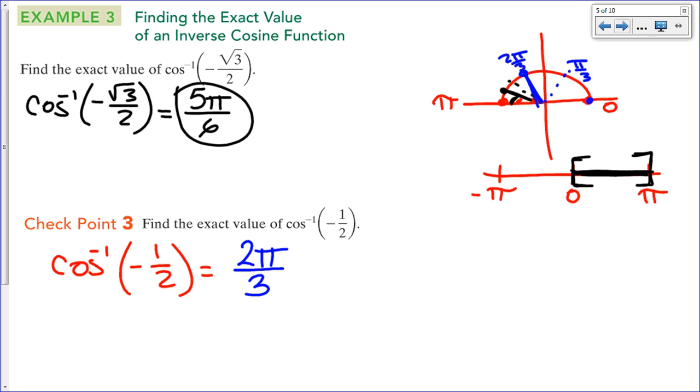So yes, that's why it's important to have that unit circle memorized. Now, are those two answers in between this range? Yes. 2 pi over 3 is here, and 5 pi over 6 is somewhere here. Okay? Pretty easy. Let's go to the next one.